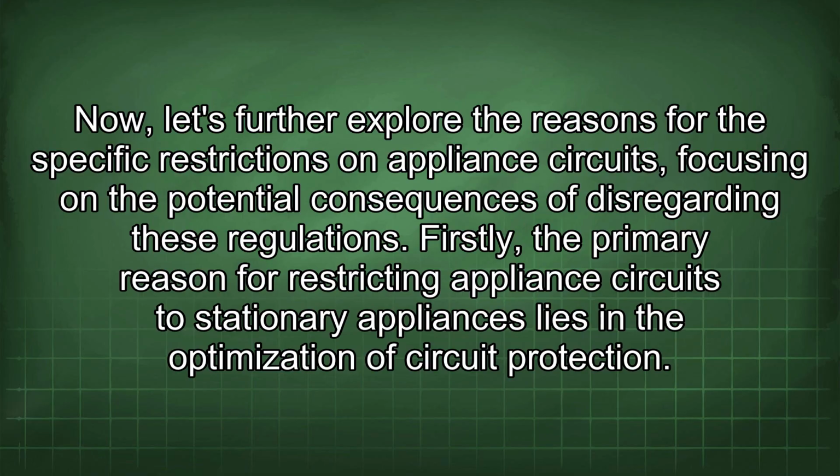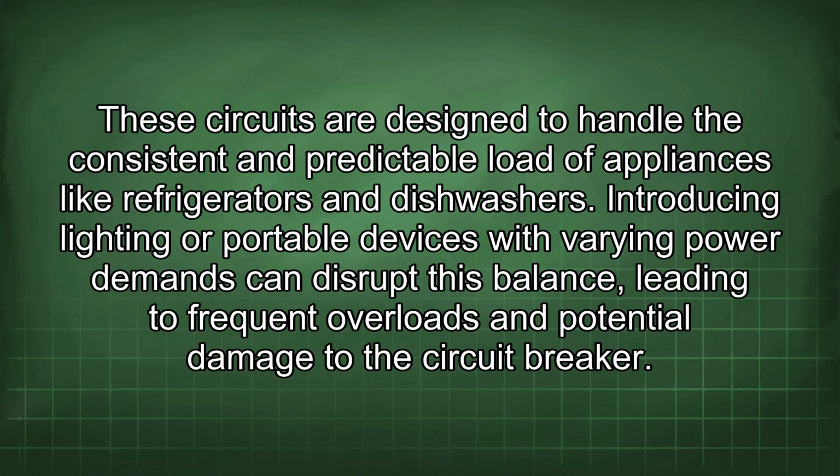Firstly, the primary reason for restricting appliance circuits to stationary appliances lies in the optimization of circuit protection. These circuits are designed to handle the consistent and predictable load of appliances like refrigerators and dishwashers. Introducing lighting or portable devices with varying power demands can disrupt this balance, leading to frequent overloads and potential damage to the circuit breaker.